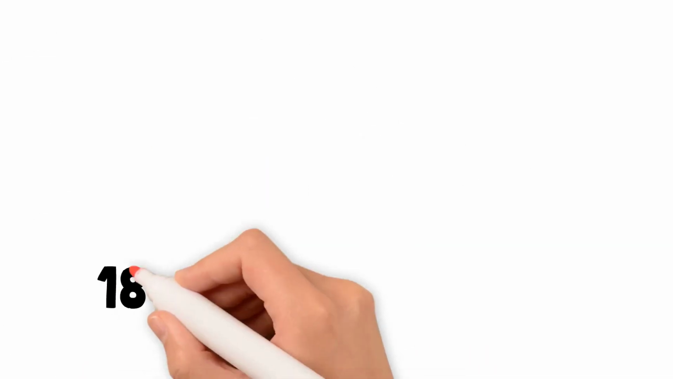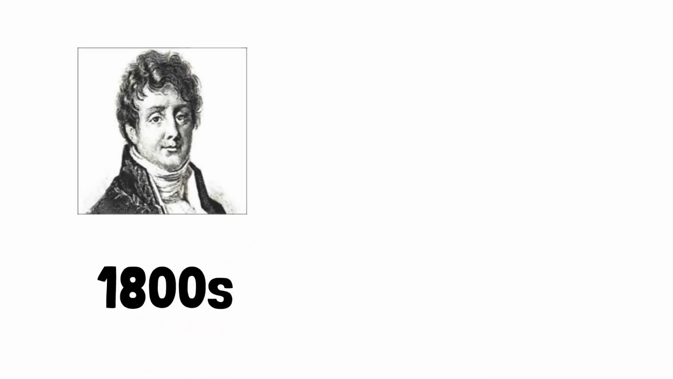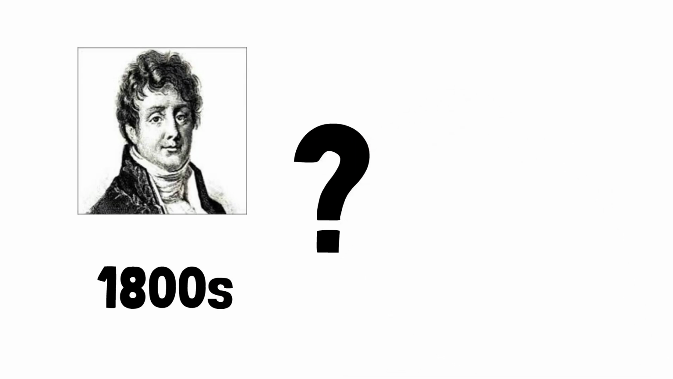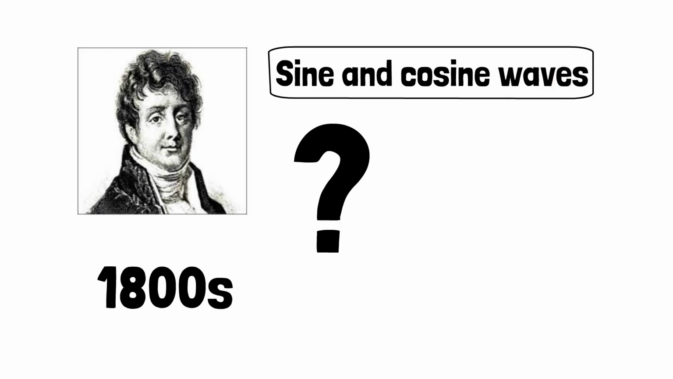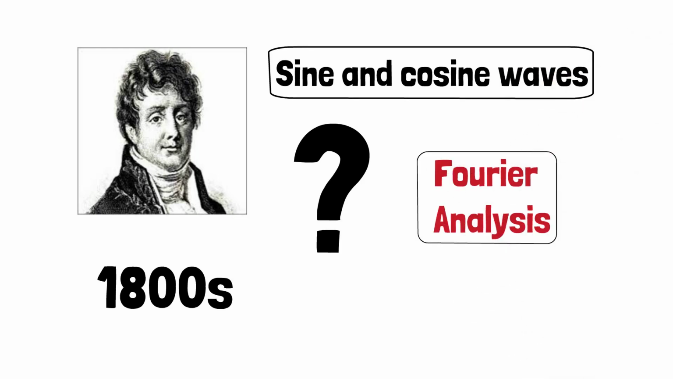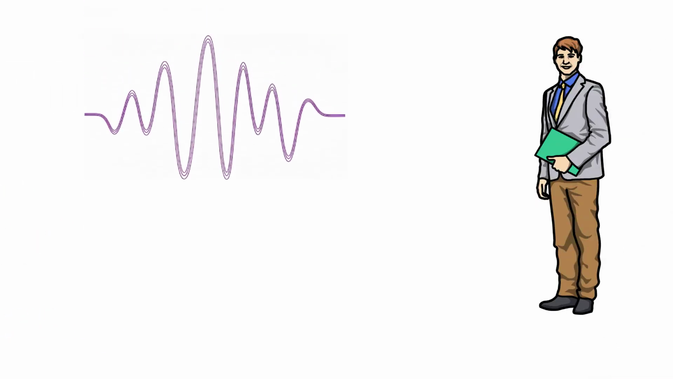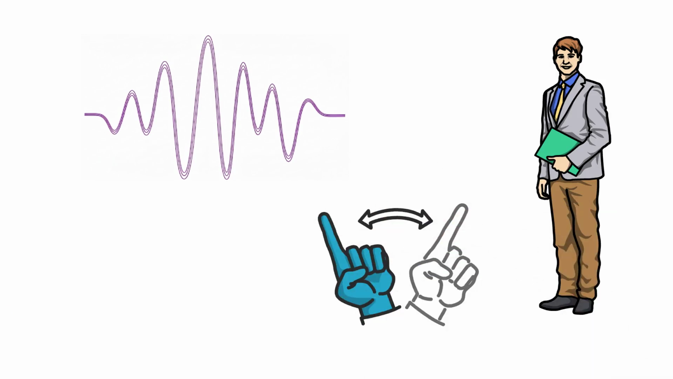In the early 1800s, Joseph Fourier had a radical idea. Any signal, no matter how complex, could be expressed as a sum of simple sine and cosine waves. This breakthrough gave birth to Fourier analysis, a universal language of frequencies. And later, mathematicians extended this idea into wavelets, tools that capture not just frequencies, but also how those frequencies change over time.